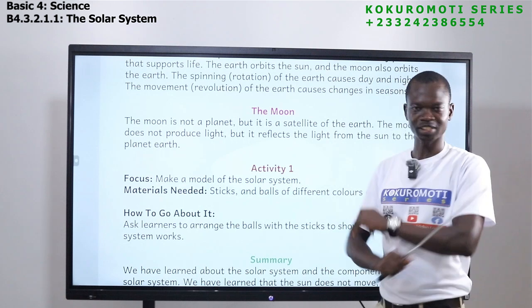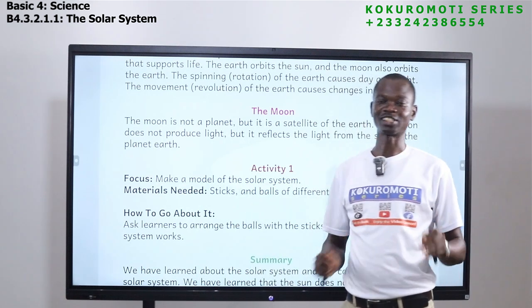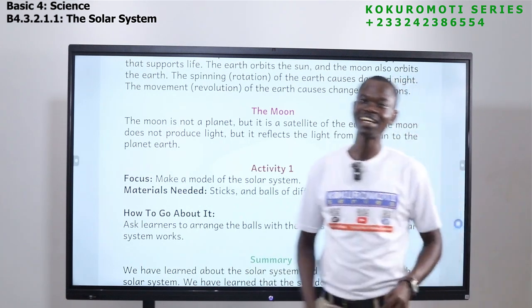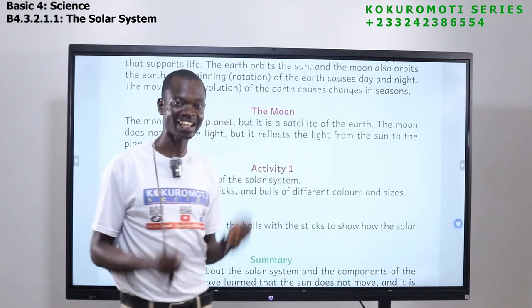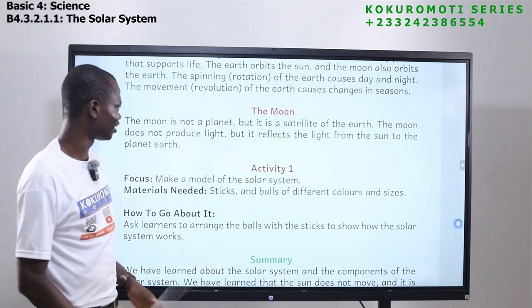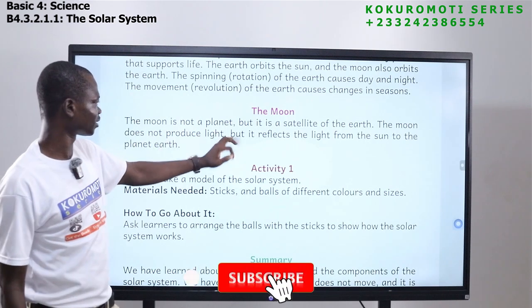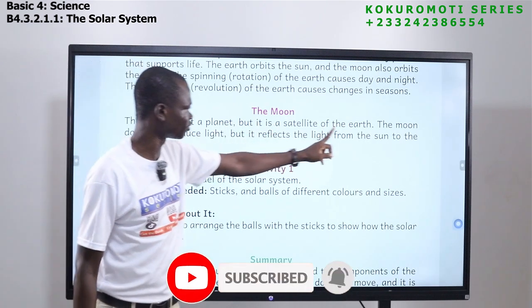The moon is not a planet, please. I beg you. It was a mistake. The moon is not a planet. It's a satellite of the Earth. Okay. So the moon is not a planet, but it is a satellite of the Earth.